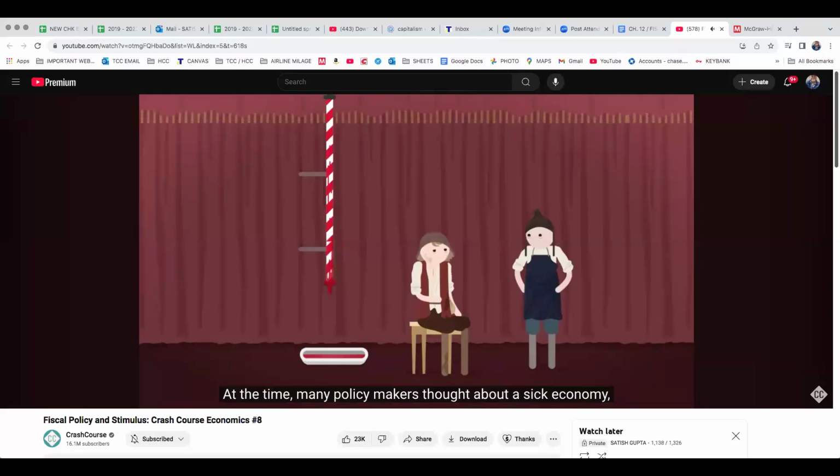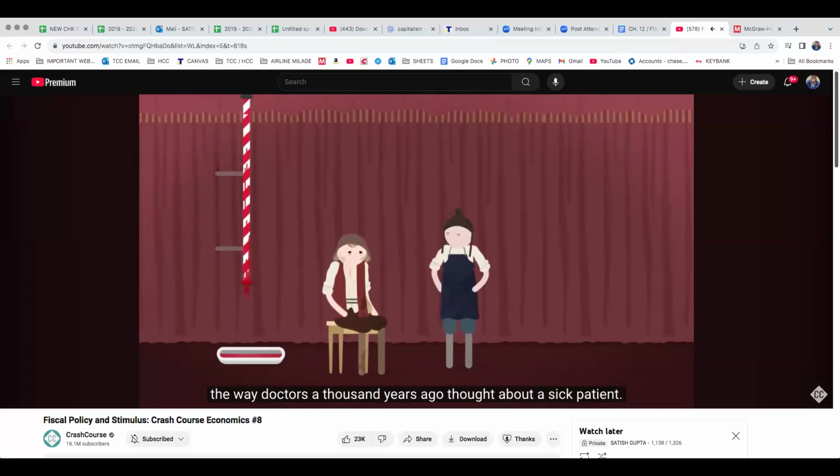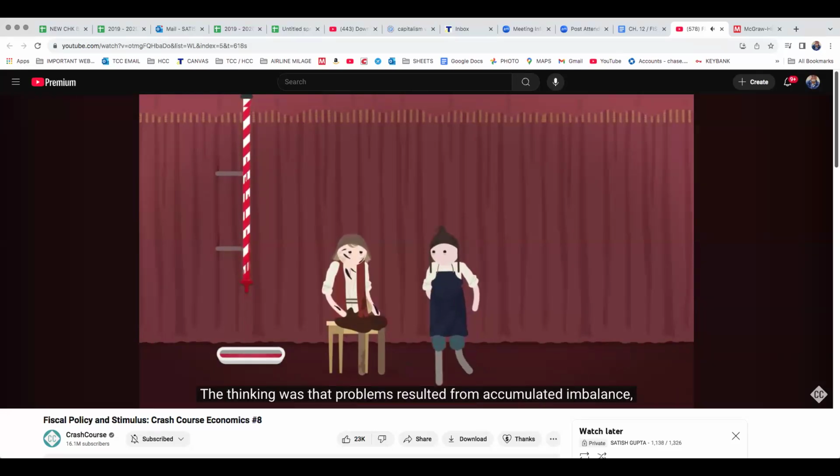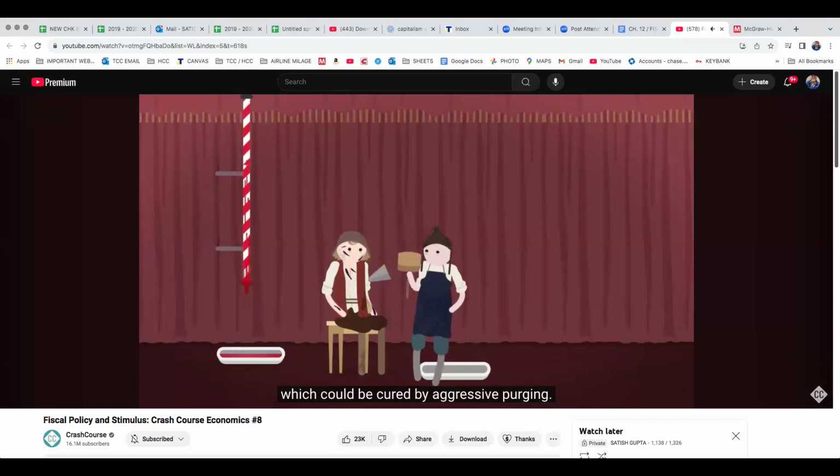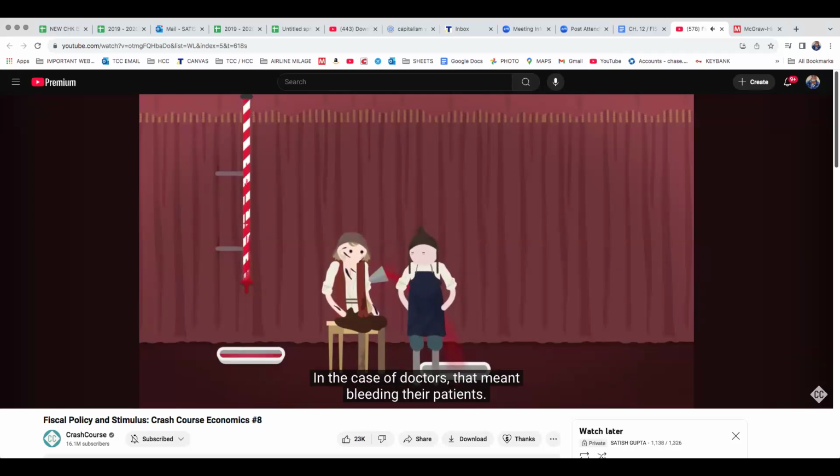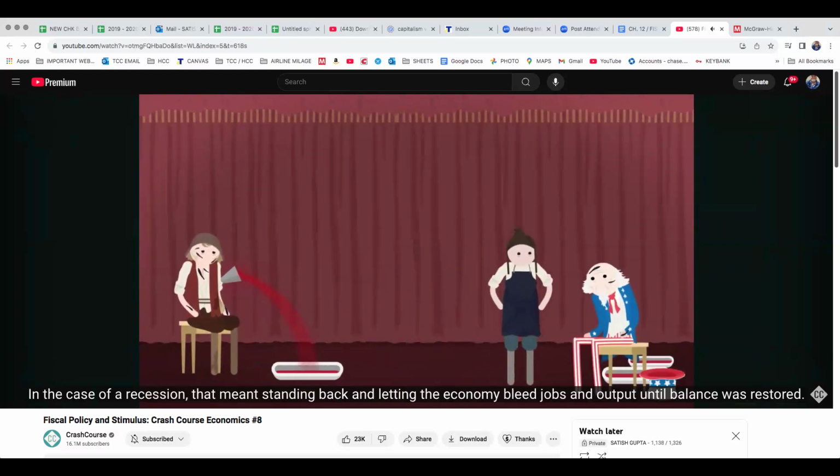At the time, many policymakers thought about a sick economy the way doctors 1,000 years ago thought about a sick patient. The thinking was that problems resulted from accumulated imbalances, which could be cured by aggressive purging. In the case of doctors, that meant bleeding their patients. In the case of a recession, that meant standing back and letting the economy bleed jobs and output until balance was restored.